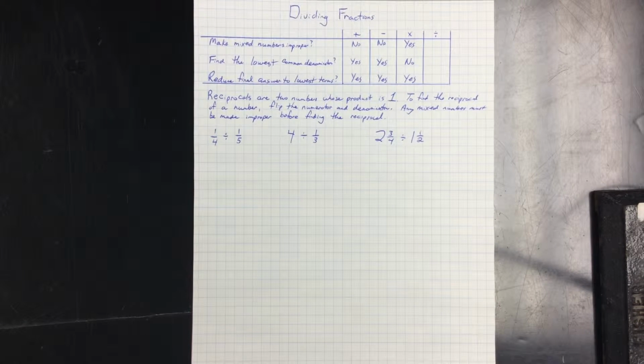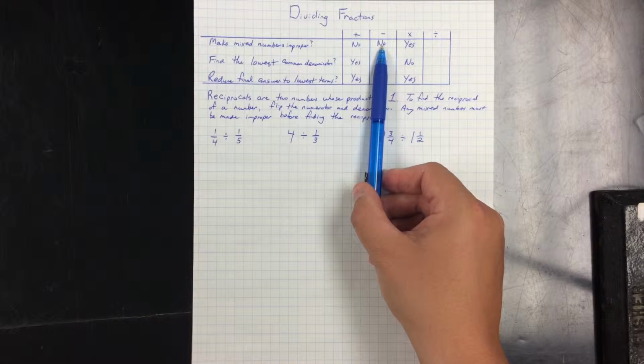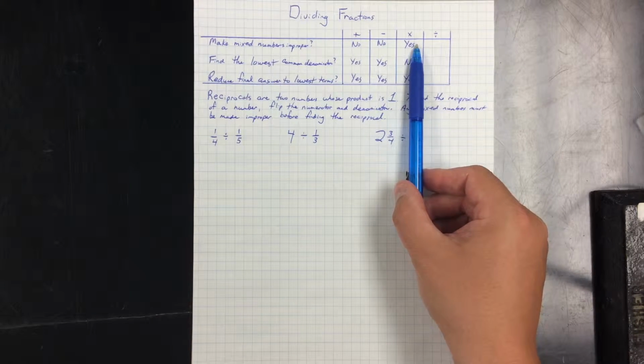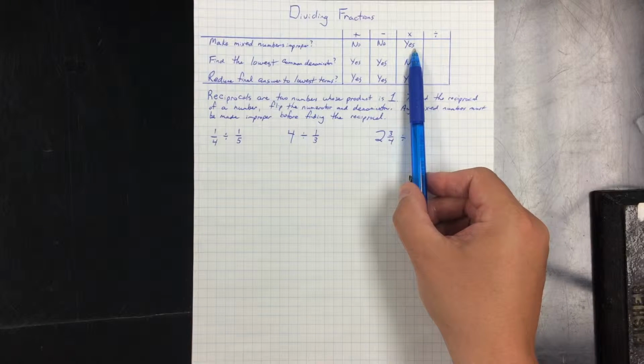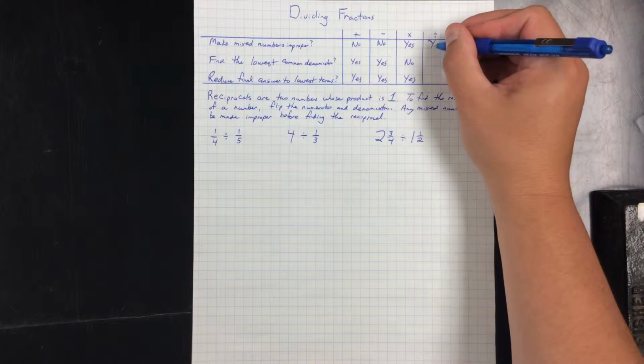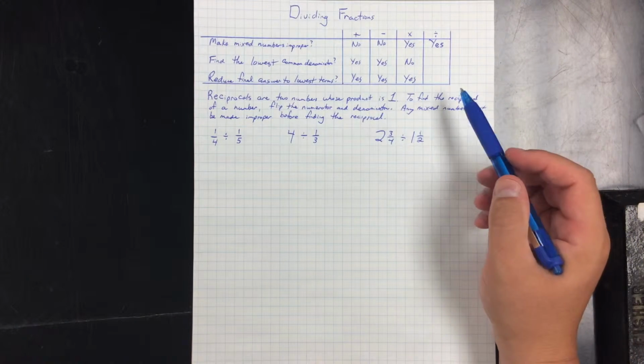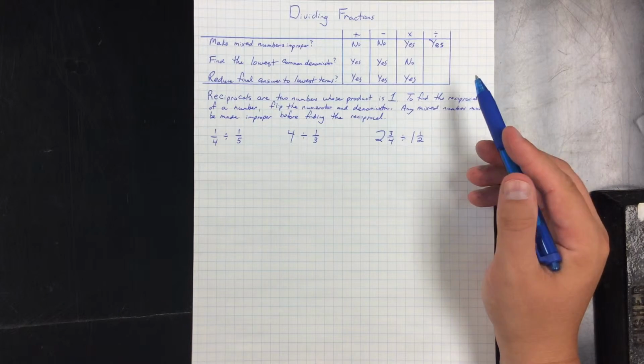Wiley Teaches Math. Today we're going to be dividing fractions. When we worked with addition and subtraction, we didn't have to make any mixed numbers improper, but when we did multiplication, we did have to take any mixed number and make it improper. And division, because it's very similar, works kind of opposite to multiplication, is also going to be a yes. Yes, we're going to take any mixed numbers and make them improper.